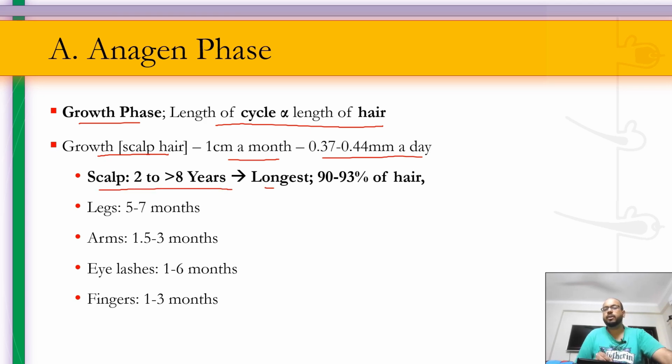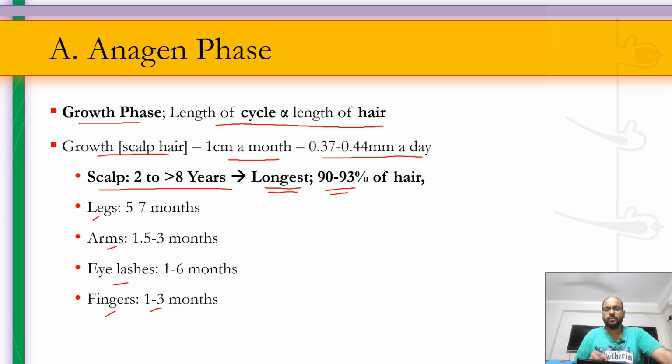This site has the longest anagen phase of all body hairs. At any time, about 90 to 93% of hair are in the anagen phase. Clear? The anagen phase for other sites, for example, at legs, is 5 to 7 months. In arms, it is 1.5 to 3 months. In eyelashes, 1 to 6 months. And fingers, about 1 to 3 months.